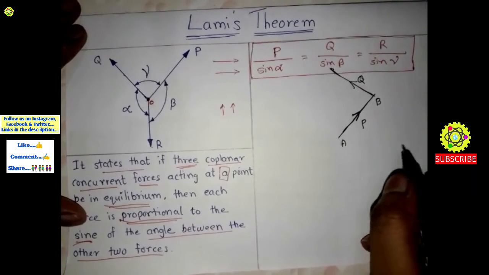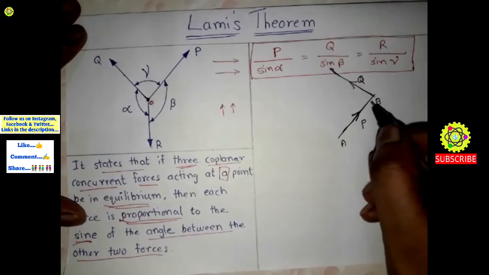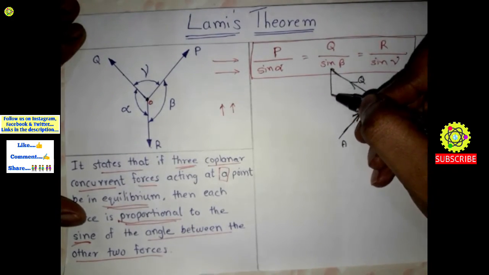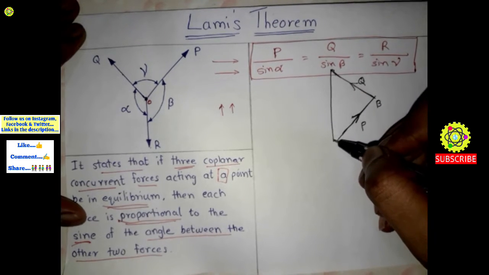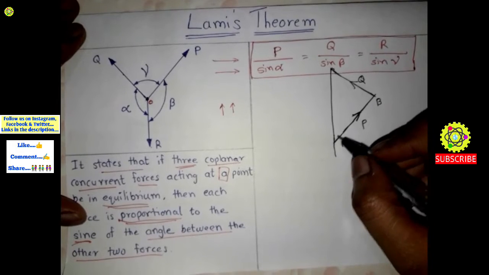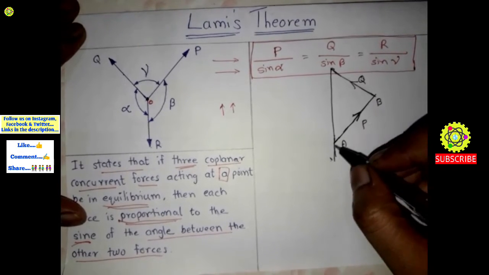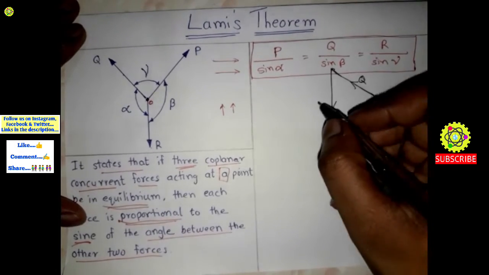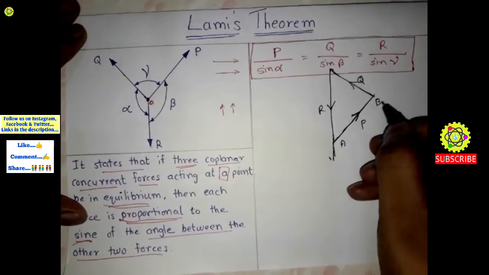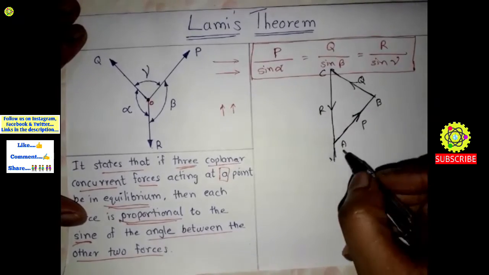Okay, so now see, another is this R force, which is vertically downwards. So here let's connect these two points. Okay, this is our R force. Here this point we will give it a name as AB. This is C, AC.